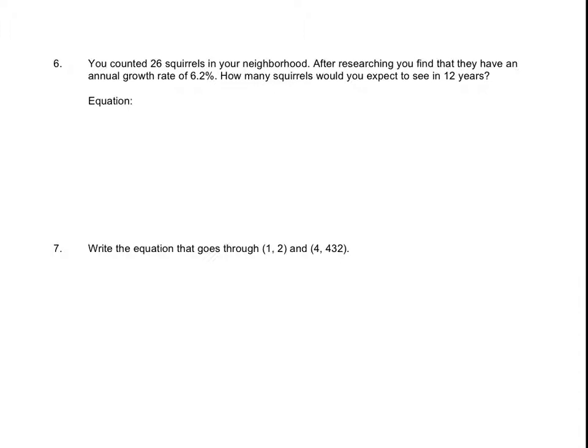We have 26 squirrels, and we know that it's growing. So we're going to use y equals a times 1 plus r to the t power. Our starting number of squirrels is 26. Our rate is 0.062, and our time is 12 years. So y equals 26 times 1 plus 0.062 to the 12th power. Calculate that out, and we get approximately 53.51.